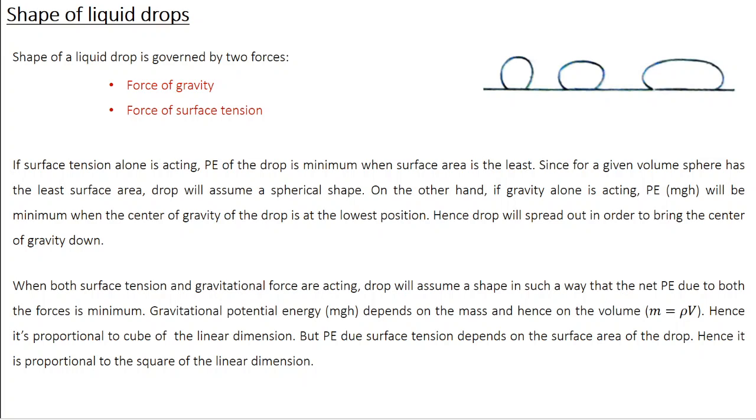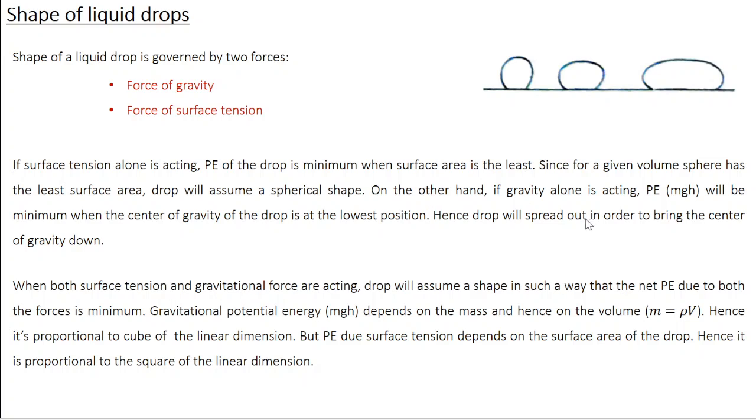And from geometry, we know that for a given volume, a sphere has the least surface area. So if surface tension alone is acting, the drop will assume a spherical shape because it will have the least potential energy when it assumes a spherical shape.